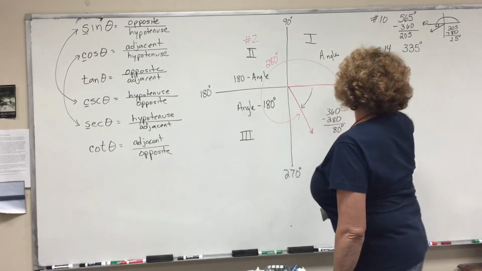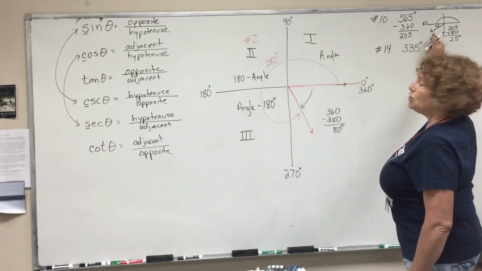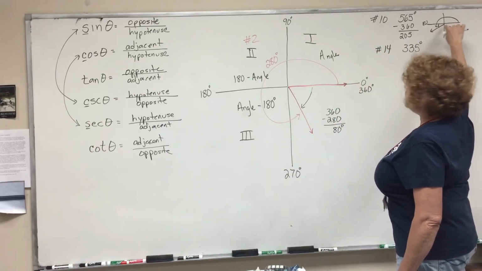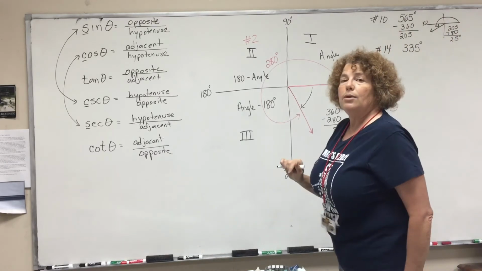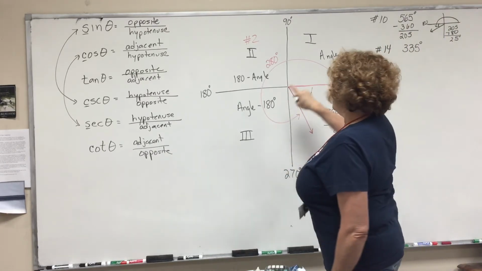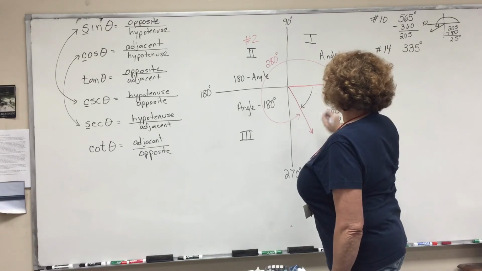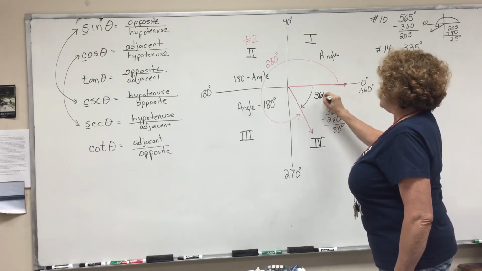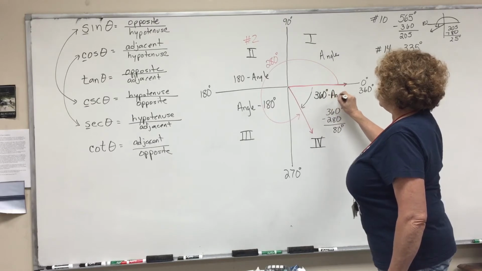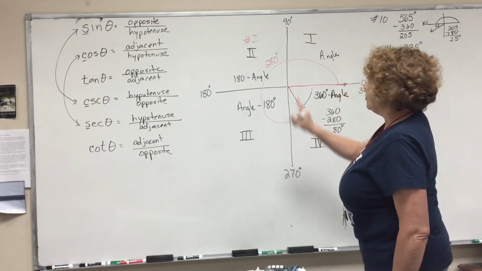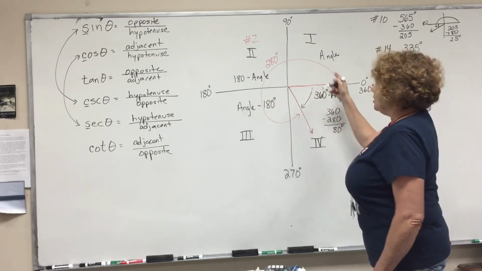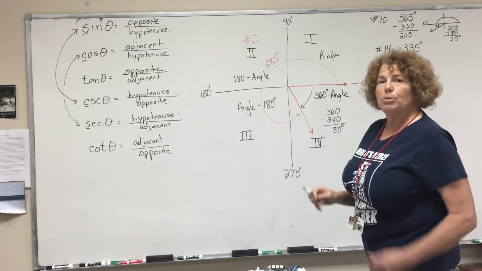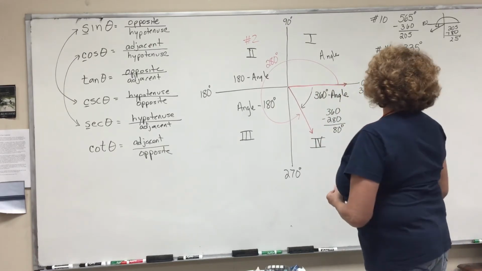Just like this problem that we did over here, it was 205, so that put it in this quadrant. So it was 205 minus 180. And in this one, this is the fourth quadrant. This would be 360 minus the angle to find the reference angle. So to find the reference angle, you can use this. So put this in your notebook so you can use this.